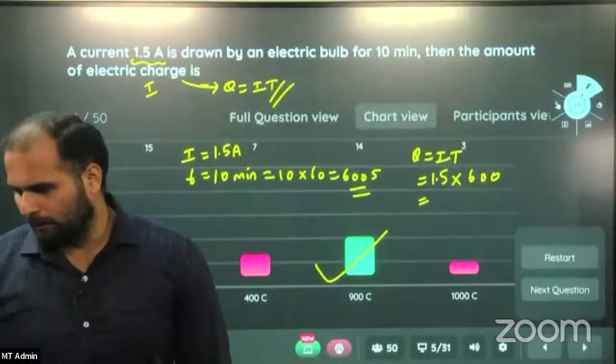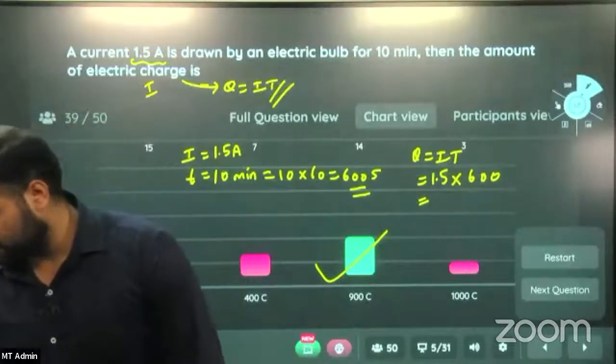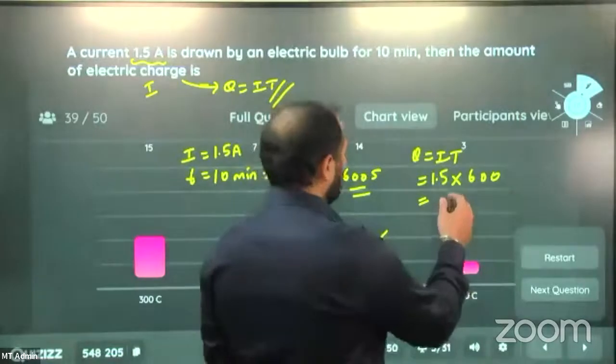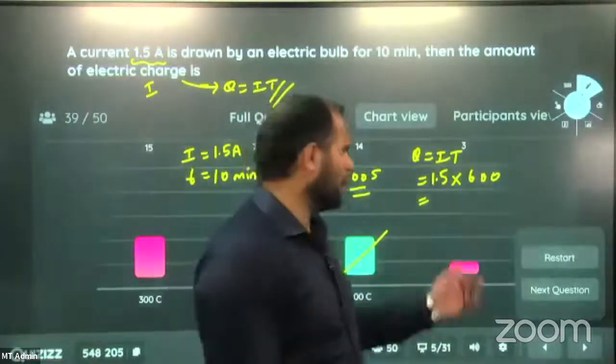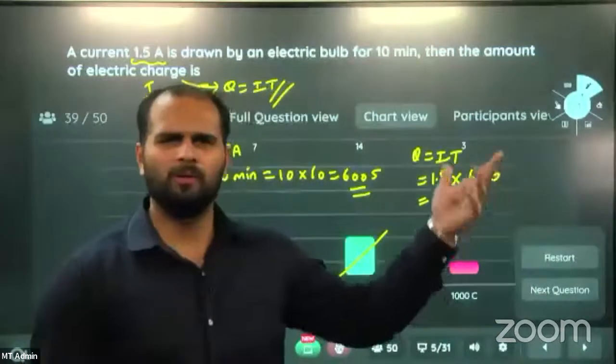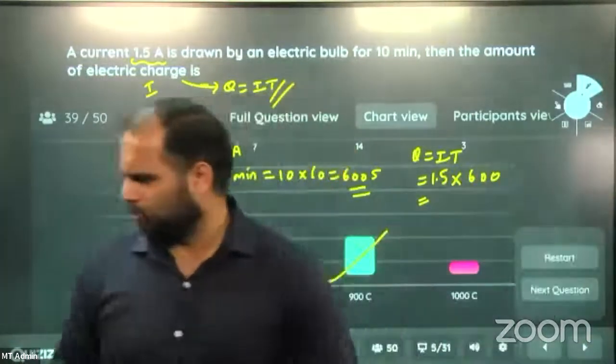Ishan is saying, sir, can you repeat? I have some network issue. Ishan is saying 150 into 6. You can do 150 into 6, not a problem. Why? Because 1.5 into 600 is basically 6 into 100. So 1.5 into 100 is 150, into 6. You can do that, Ishan.